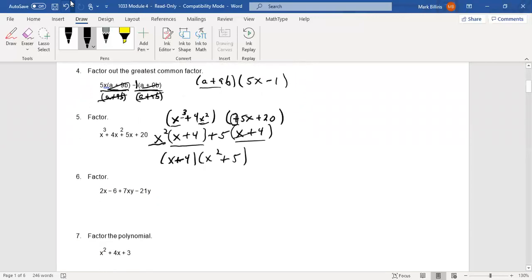Next example. Again, we have 4 terms. So anytime we have 4 terms, we're going to factor by grouping.